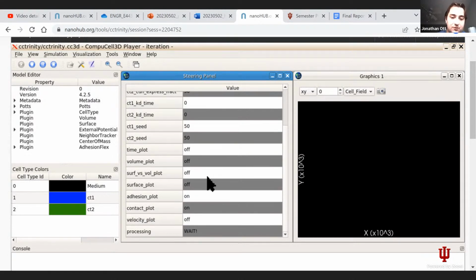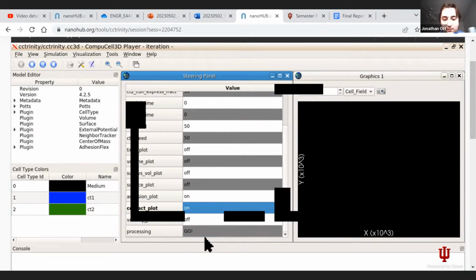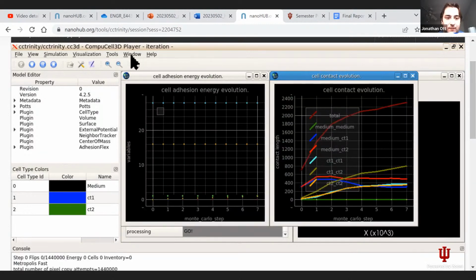And then from here, these are just the plots that show. We're going to leave adhesion and contact on as the defaults, but say you wanted to look at how the volume changes over time, or the surface versus the volume, or just the plot of how the time changes, what the contacts look like, which we have default, or the velocity, you can set those here. And those are just on-offs. So whenever you're ready to get started, you change wait to go, and the simulation will begin.